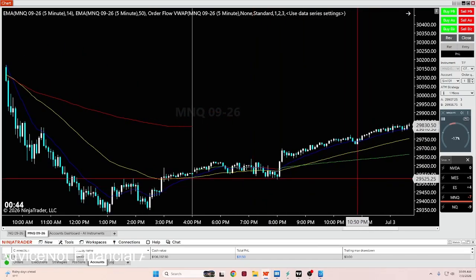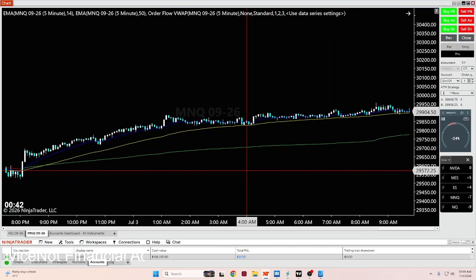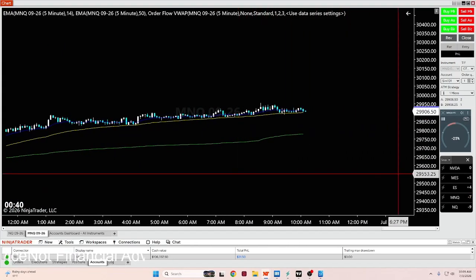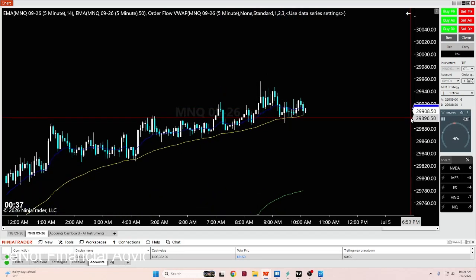So the 14 and the 50 are just good confirmation areas for me to say, okay, I'm going to get in and hold the trade, or I'm not.